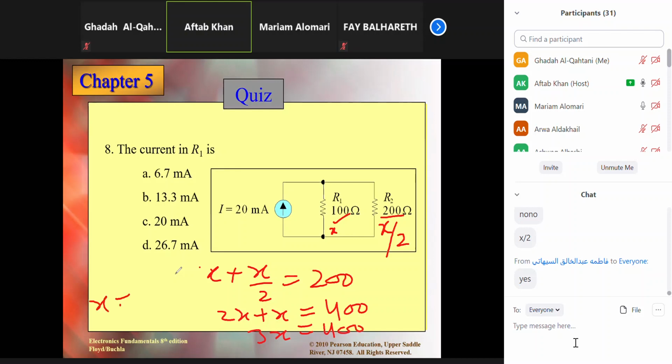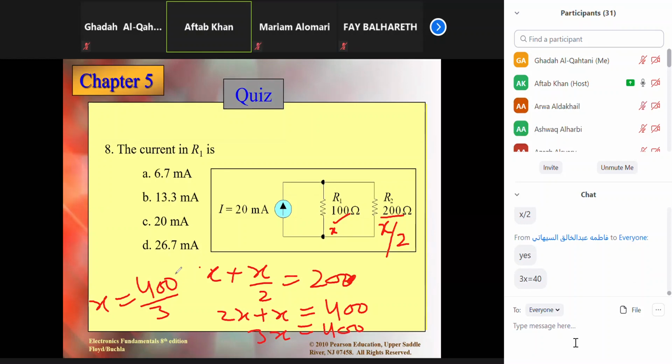Now I can say 400 divided by 3. Just check it and see what we are going to have. Is this 40? Yeah, correct. 40 by 3. Now check what 40 by 3 comes to.